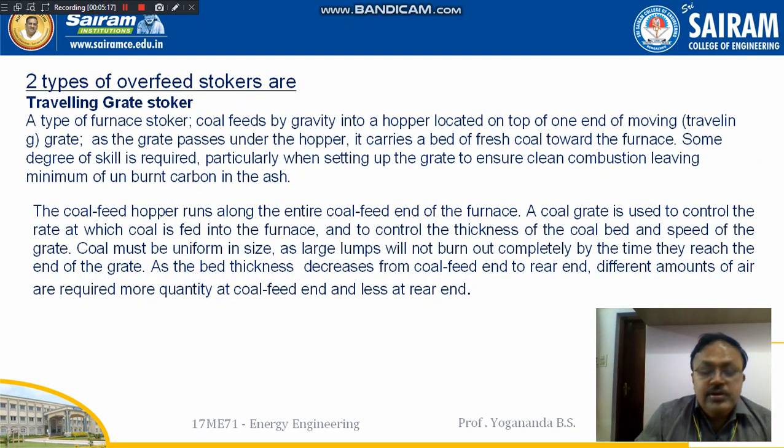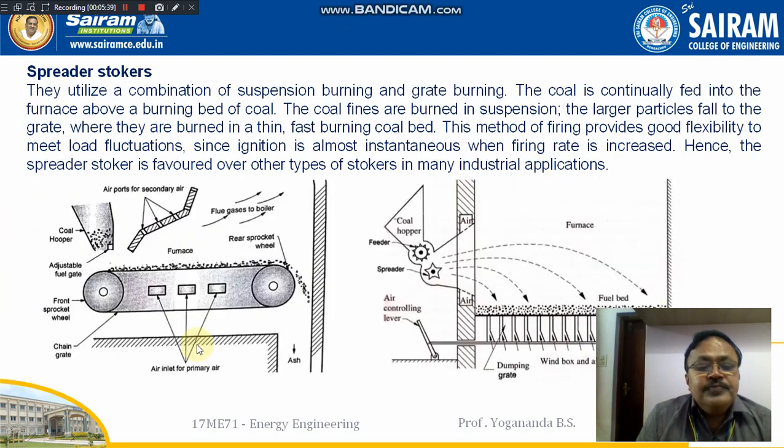We have the traveling grate stoker. This is the type of overfeed stoker where the coal is fed into the furnace by the action of gravity from the coal hopper. So you can see here, this is your traveling grate stoker. From the coal hopper, the coal is fed onto this grate.